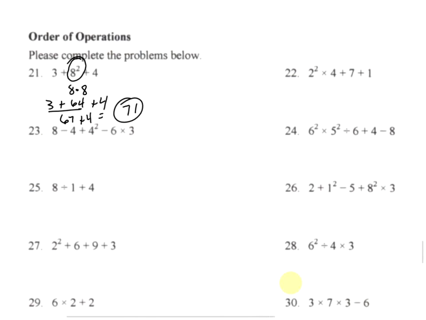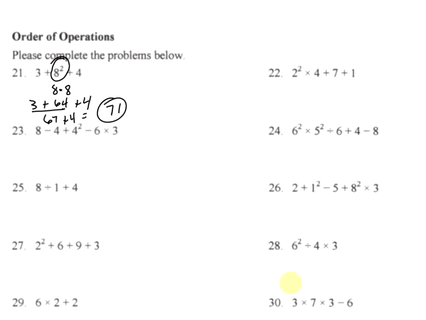All right, let's move to number 22. 22 says 2 squared times 4 plus 7 plus 1. So, what do I do first?